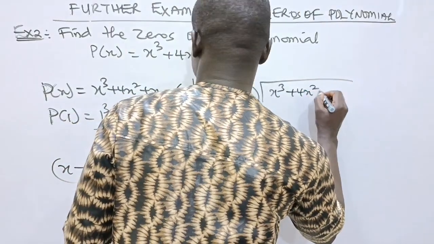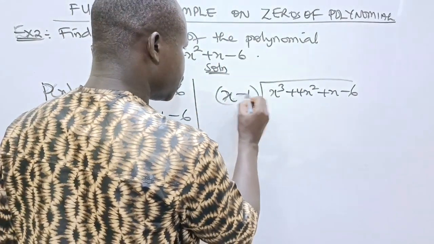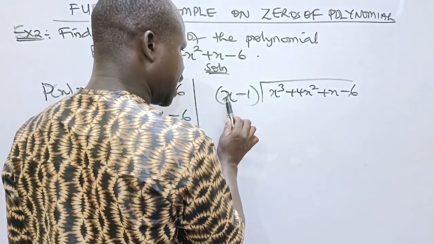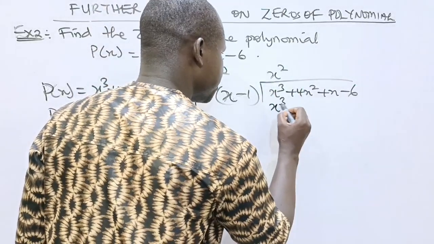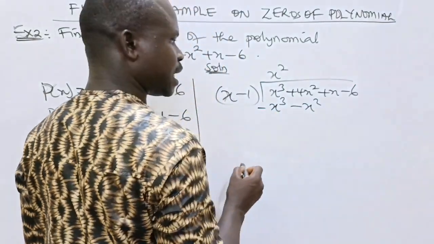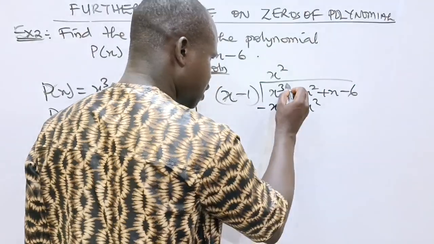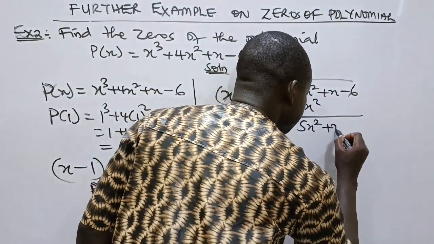The polynomial is what I'm about to write. If I want to do this now, what am I going to use to multiply x that will give me x cubed? That is x squared. x squared times this is x cubed, minus x squared times minus 1, minus x squared. Of course, we introduce the negative. This changes to plus. This we cancel out. At the end of the day, we have 5x squared. We bring down plus x.